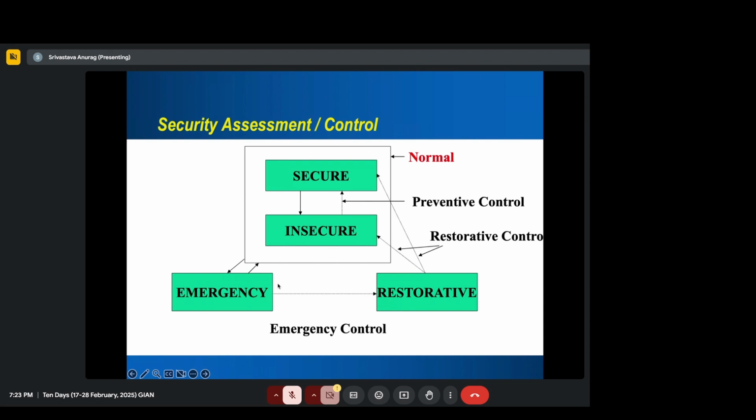But if some damage happened to the car, then it's a restorative scenario. And then you have to get out, see what the damage is, and then drive your car away and take it to the repair shop to become secure again. So when you take it to the repair shop, it's insecure because it's already in a damaged condition, and then you come back to the secure. So this is exactly what happens on the system also.